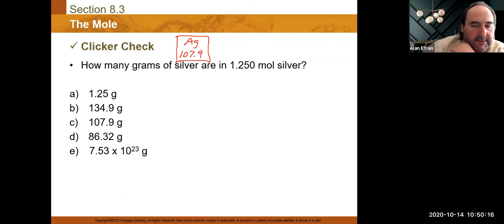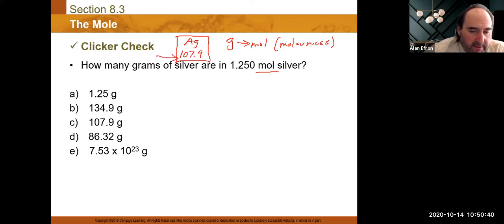Okay, so let's take a look here. So we want to know how many grams there are in 1.25. Again, when you see the mol there, that is moles. So no mention of atoms, no mention of molecules. So we do not need Avogadro's number. This again is a conversion going from moles to grams. And what we use to do that is the molar mass from the periodic table. So hence the number that we got here.